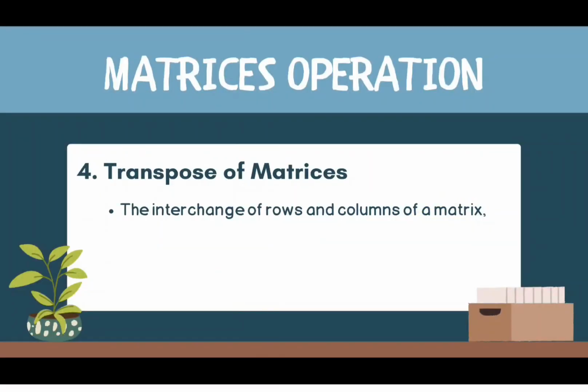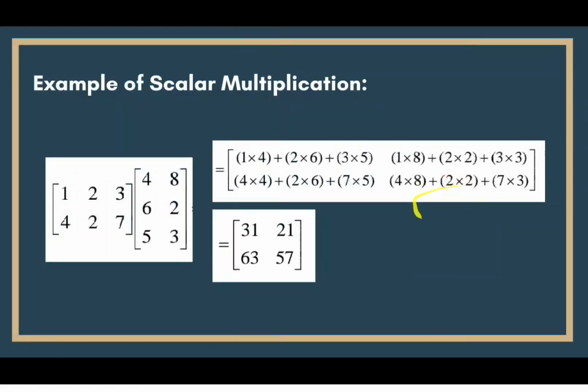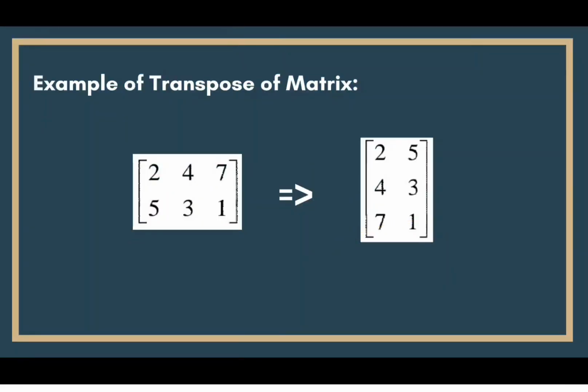Let us move on to the fifth matrix operation, which is the transpose of matrices. It is simply the interchange of rows and columns of a matrix. Let us take a look at this example, wherein the rows become columns and the columns become rows. Let's take a look at the first row, wherein the first element of the first row has become the first element in the first column.